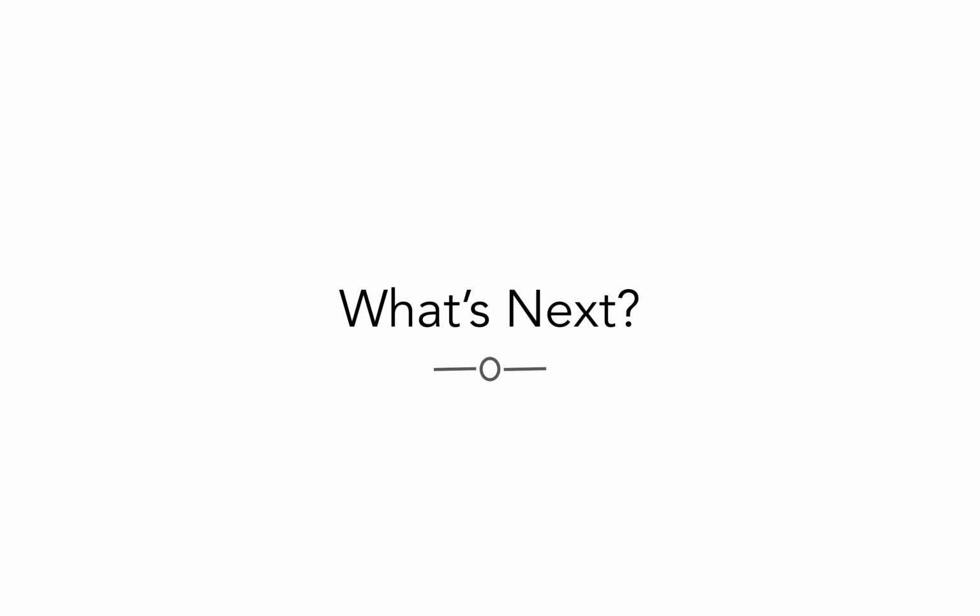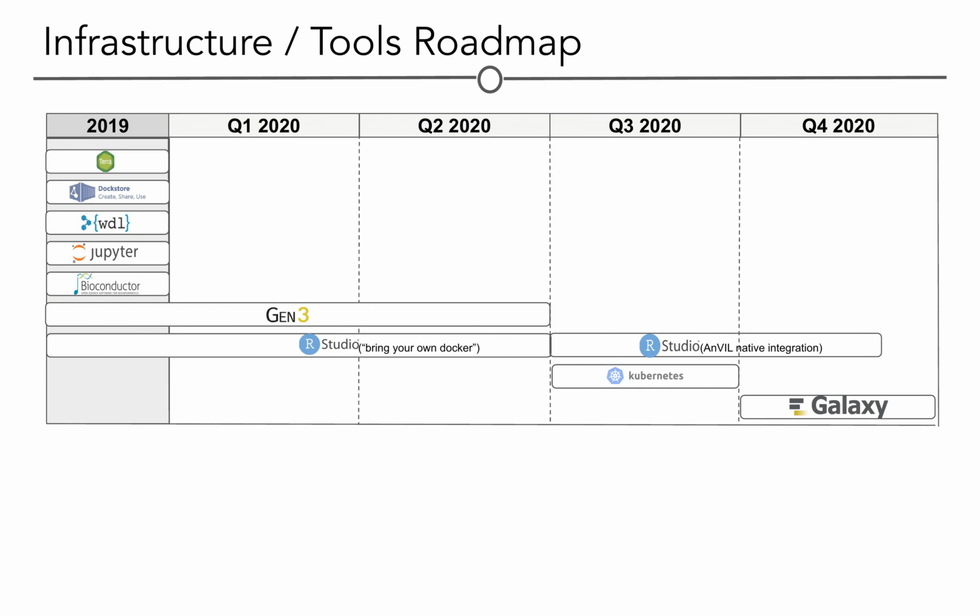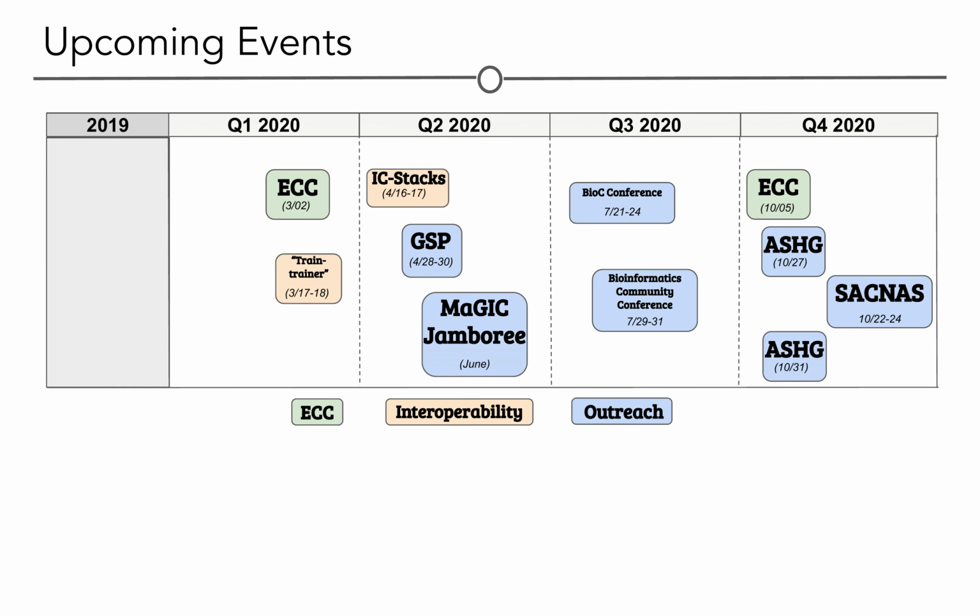What's next? AnVIL currently provides access to GTEx, 1000 Genomes, CMG, CCDG, and eMERGE datasets. Many datasets are being made available including COVID data. Here is our infrastructure and tools roadmap. Finally, join us for a training event or collaborative research festival.